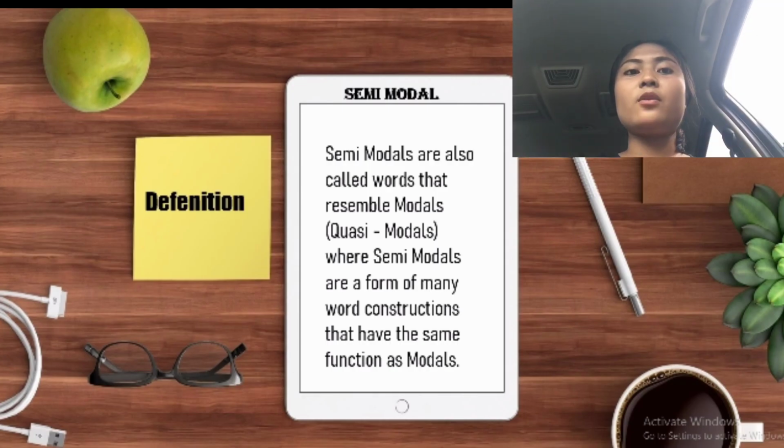Hello everyone, my name is Niluni Mardianti. I am from the English Language Education Department. And now I want to explain about semi-modal. Semi-modals are also called words that resemble modals or quasi-modals, where semi-modals are a form of many-word construction that have the same function as modals.